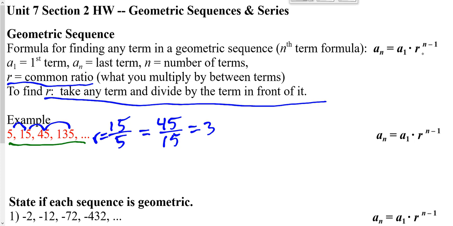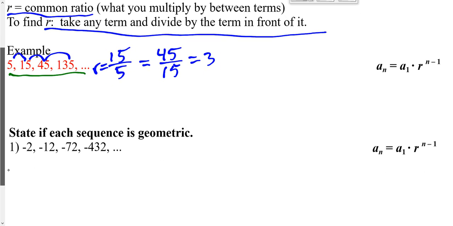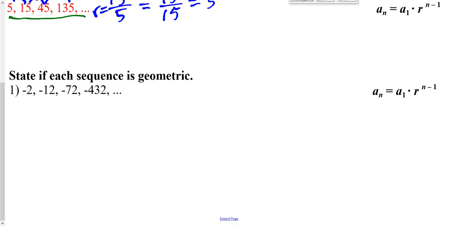Now, in our formula up here, what you're multiplying by is r. Now, this is still your first term, and then n is the number of terms. So if we go ahead and look down below here, we need to state if it's a geometric sequence.